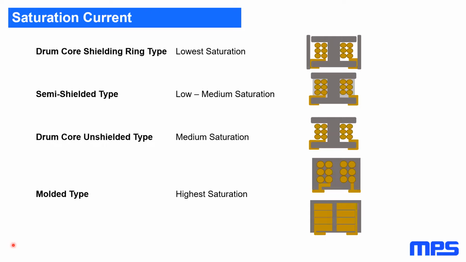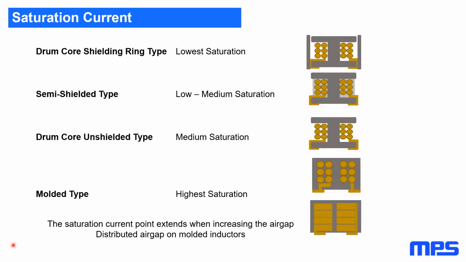Coming to the most basic inductor type, which is the drum core inductor without any shielding, that can reach a medium saturation level. Last but not least, we got the molded type in the round and the flat wire construction. So the structure is an air coil and the core is molded around the coil. Due to the used material, the air gap is distributed over the whole core. That way, the highest saturation level can be achieved. So the saturation current point extends when the air gap is increased, and molded inductors have a distributed air gap all over their core.